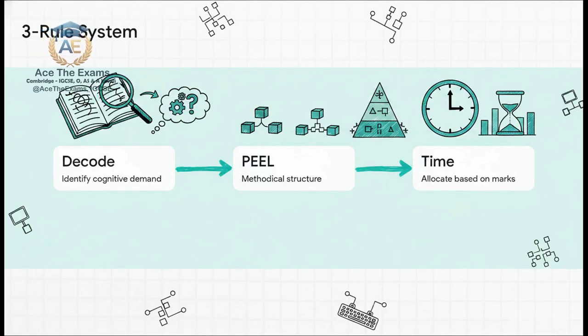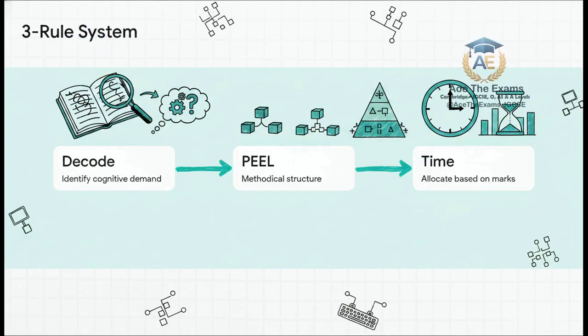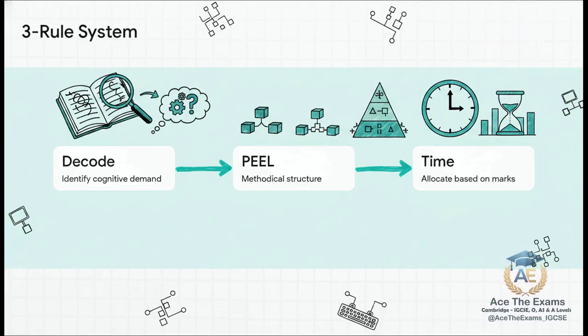This is the whole explainer brought together. Rule 1, command word decoding. The absolute very second you open that exam paper, identify exactly what the cognitive demand of the question is. Are you analyzing, evaluating, or just stating? Rule 2, PEEL framework application. Structure your thoughts methodically so that your main point is always backed by real evidence, detailed explanation, and a direct, clear link back to the scenario's context.